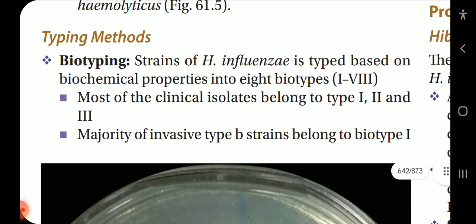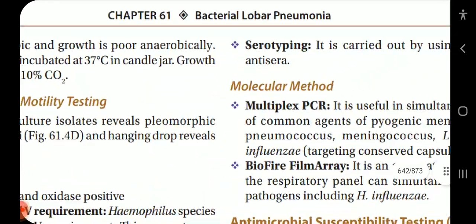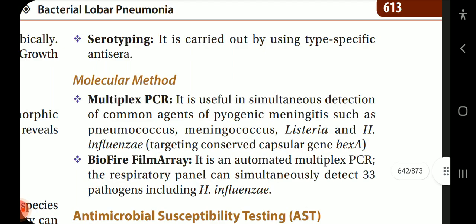Typing methods: biotyping. Strains of Haemophilus influenzae are typed based on biochemical properties into 8 biotypes, 1 to 8. Most of the clinical isolates belong to types 1, 2, and 3. The majority of invasive type B strains belong to biotype 1. Serotyping is carried out by using type-specific antisera. Molecular method: multiplex PCR is useful for simultaneous detection of common agents of pyogenic meningitis such as pneumococcus, meningococcus, Listeria, and H. influenzae, targeting the conserved capsular gene bexA.